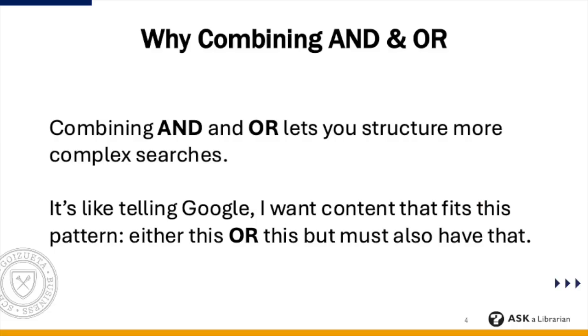Combining AND and OR lets you structure more complex searches. It's like telling Google, I want content that fits this pattern, either this or this, but must also have that. This makes your search both broader and more precise at the same time.